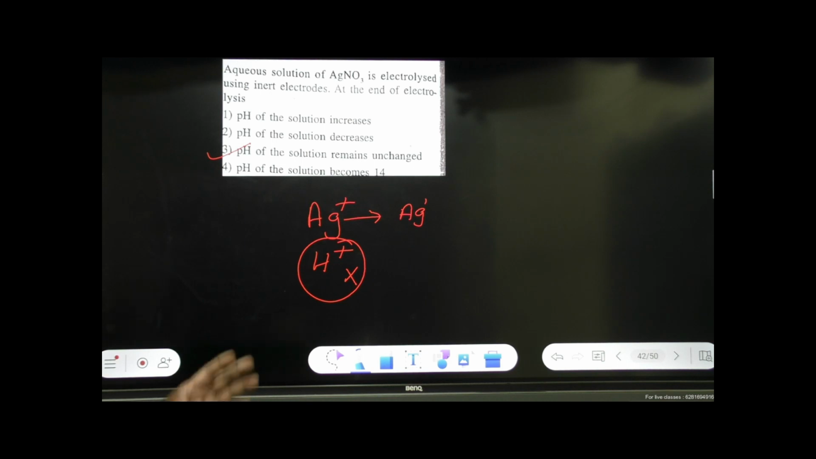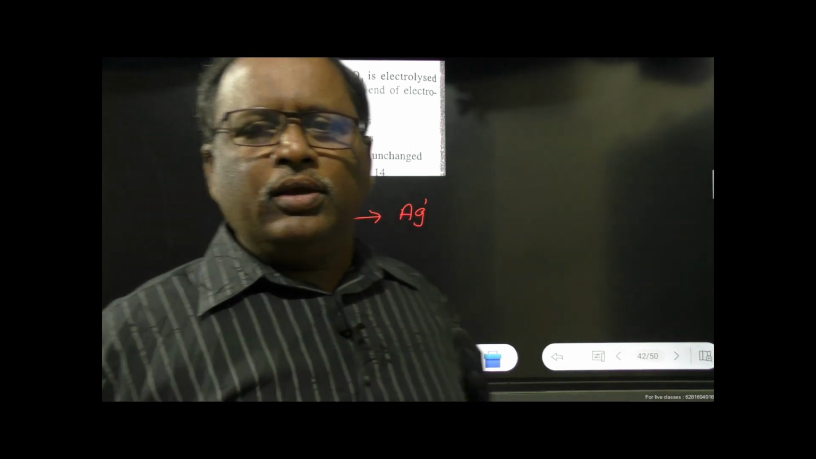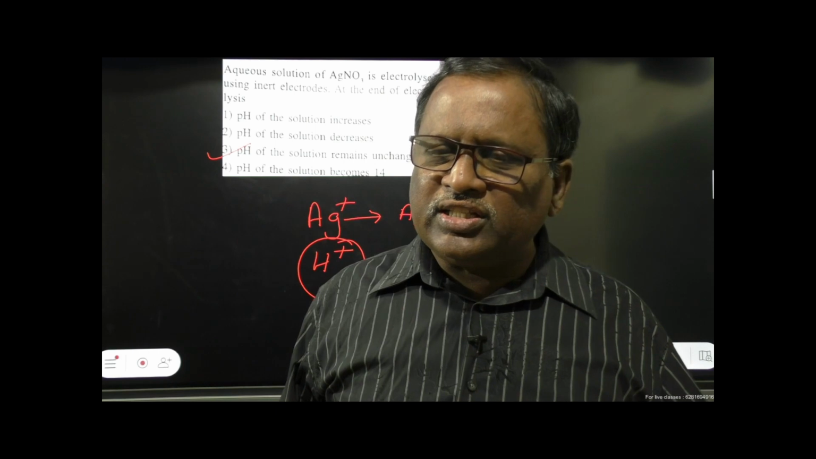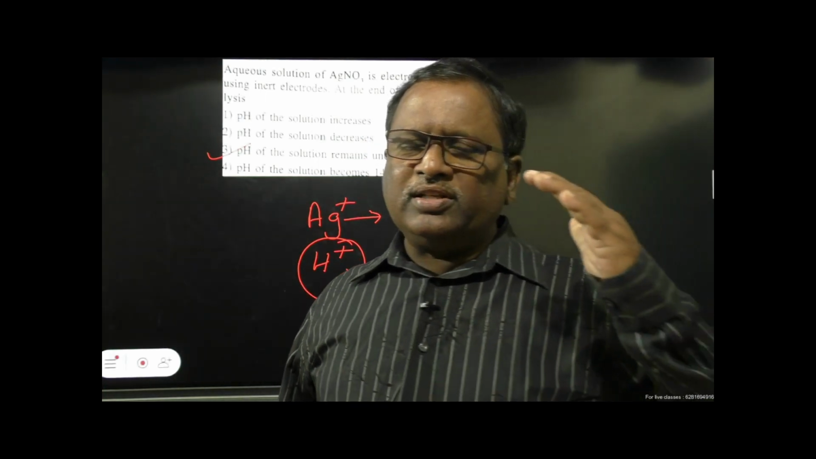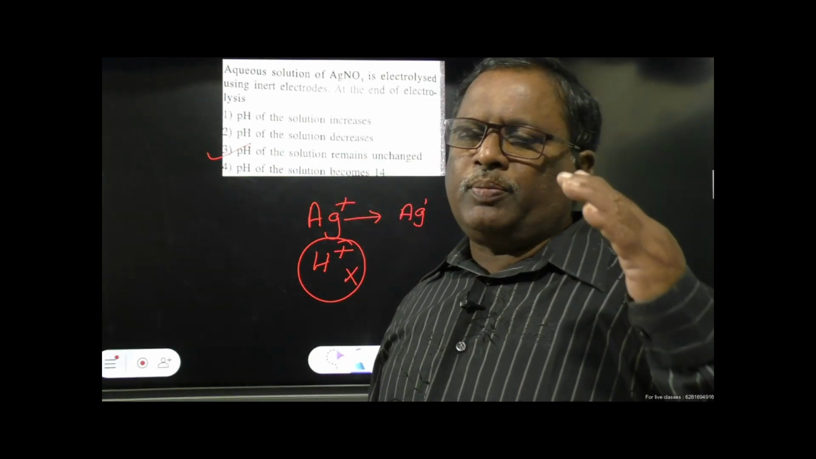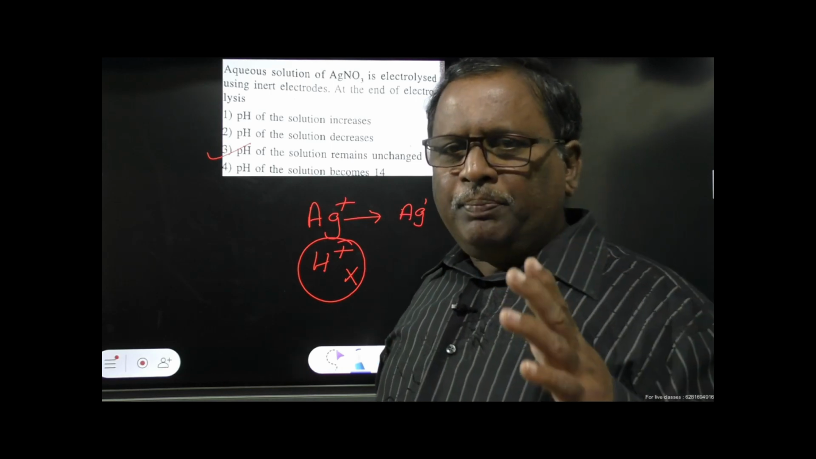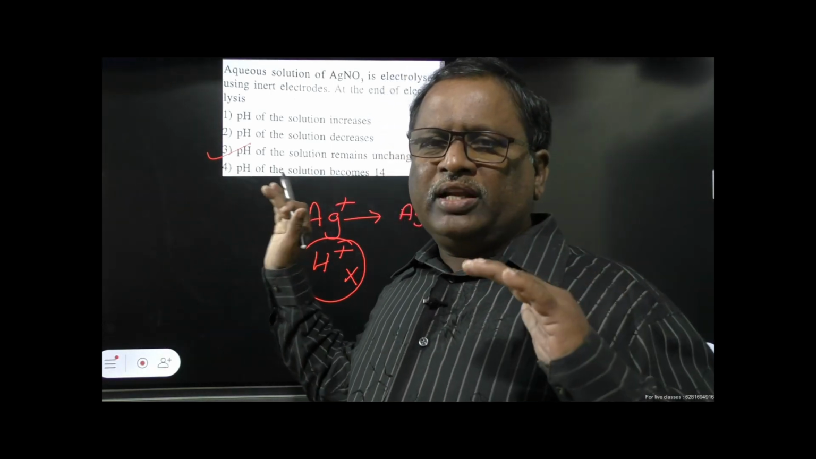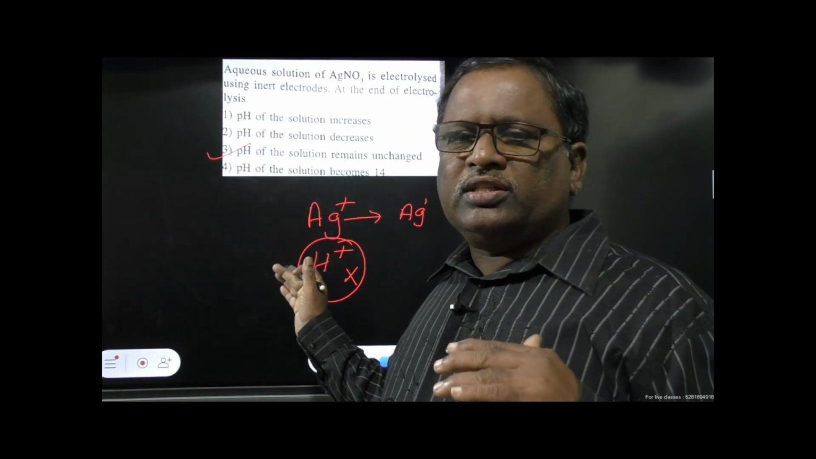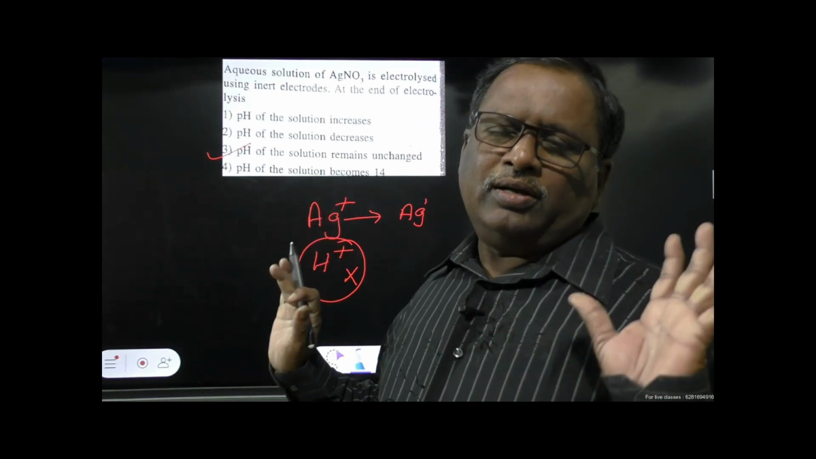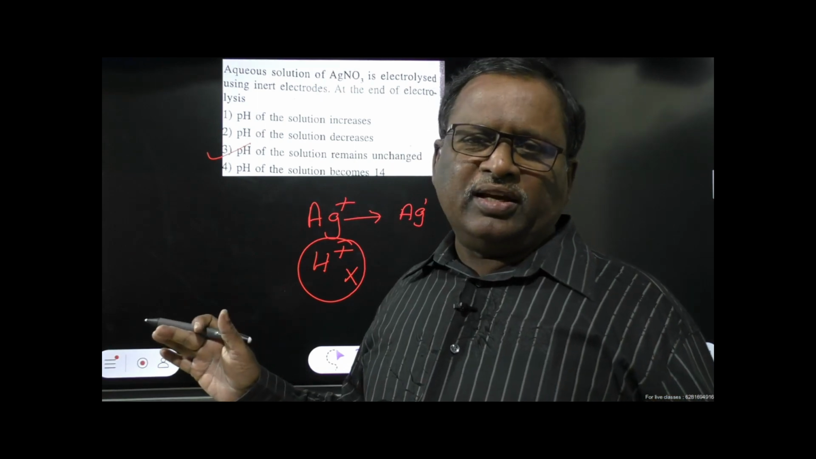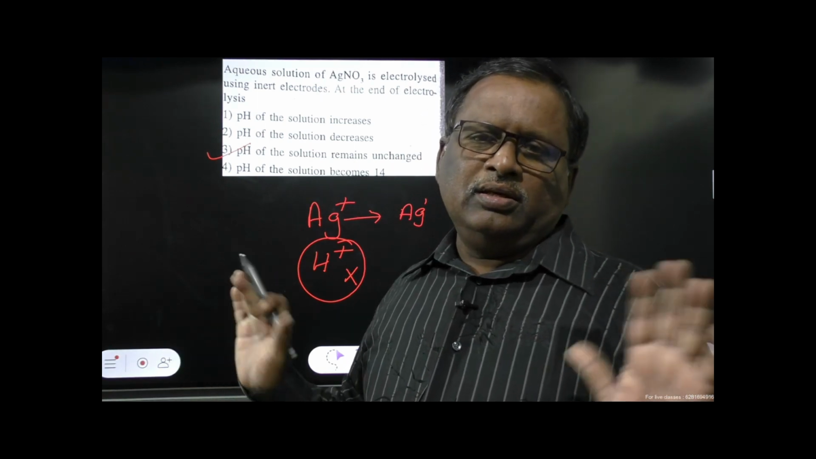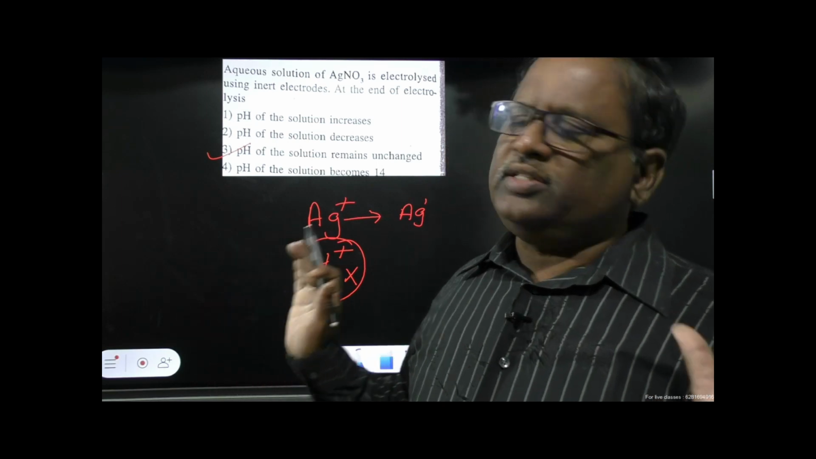pH change will take place only when aqueous solutions of active metals are involved, which are present above hydrogen in the electrochemical series. If such metal ions are present in aqueous solutions, then pH is increased. But in the case of aqueous solutions of copper and silver, these metals discharge in preference to H plus ions. In such cases, there will be no change in pH.